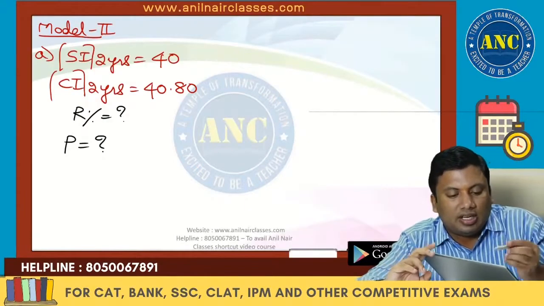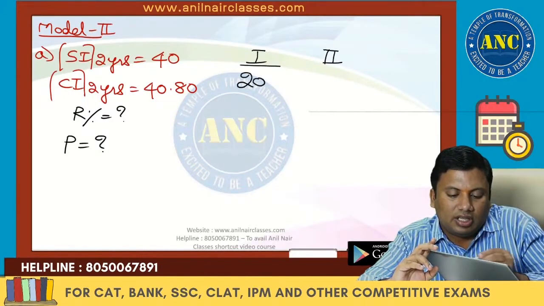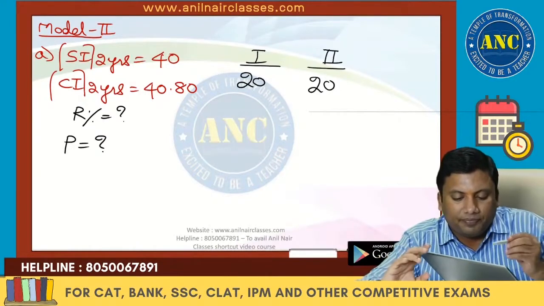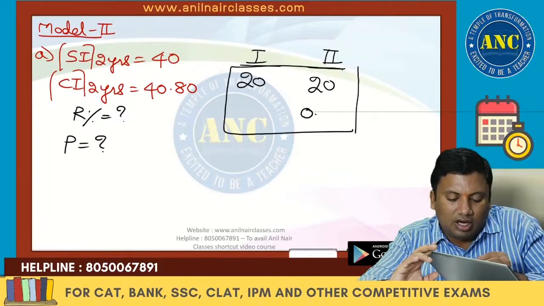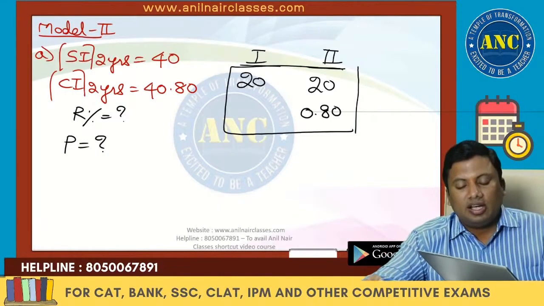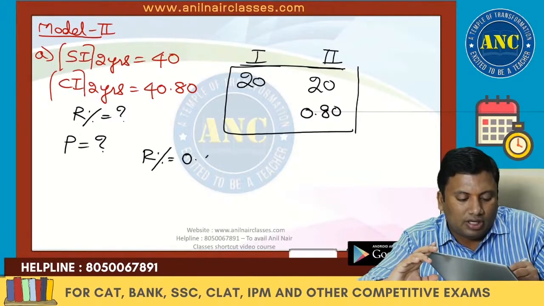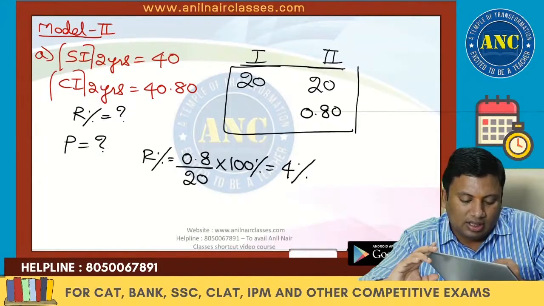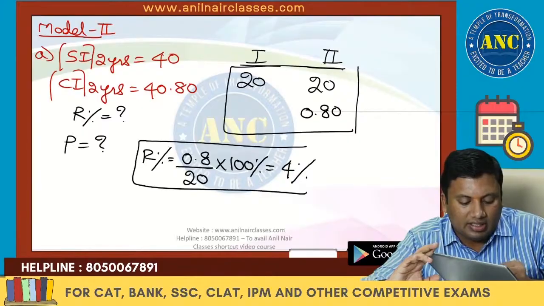R percentage and P. Simple interest for 2 years 40. First year 20, second year 20. In every year, interest remains the same. Total value should be 40.8. 40 already took. How much extra? It is 0.8. So, on 20, there is an increase of 0.8. 0.8 out of 20 is nothing but 4%. I hope our percentage idea is clear.